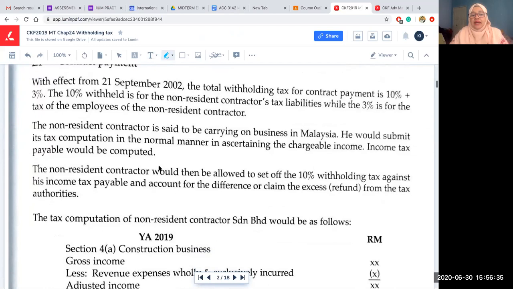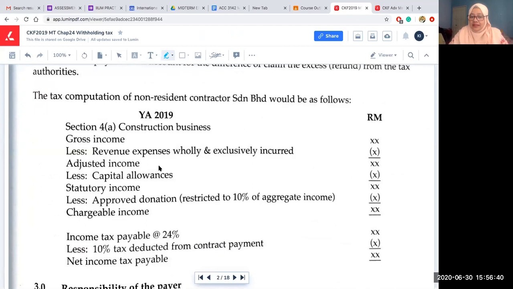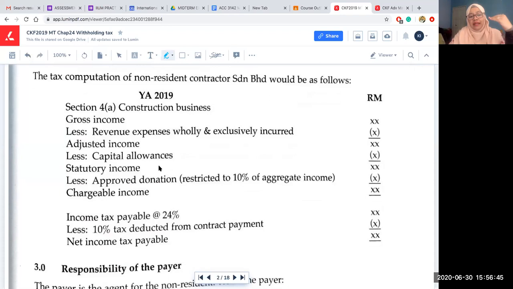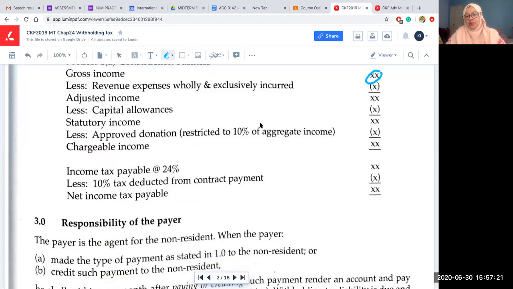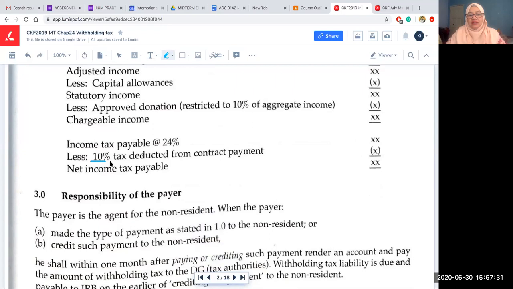Let's take the example here of a non-resident contractor. You have section 4A income from your construction business. Remember that the construction business here is a contract payment. When you receive it, the amount is actually only 90%. For example, assume the contract payment is 100,000, but the company only received 90,000. But what appears here must be the gross amount, which is 100,000. Then minus expenses wholly and exclusively incurred under section 33, any allowable expenses. Adjusted income, capital allowance, statutory income, then minus approved donation, assuming you don't have any other income. Then you have your chargeable income times 24%, which is the normal tax rate for a company. Then you are given the section 110 set off against your tax liability.